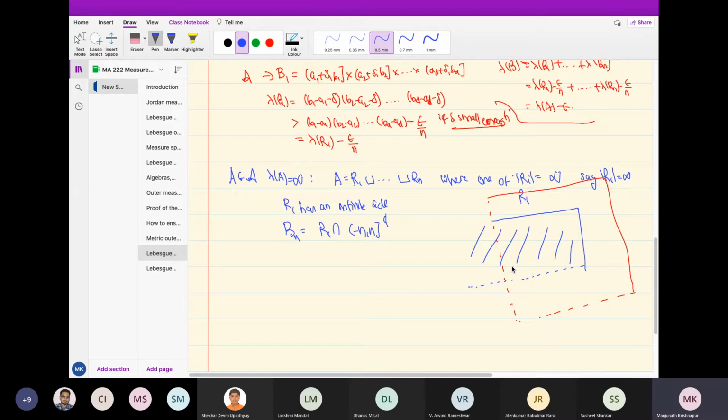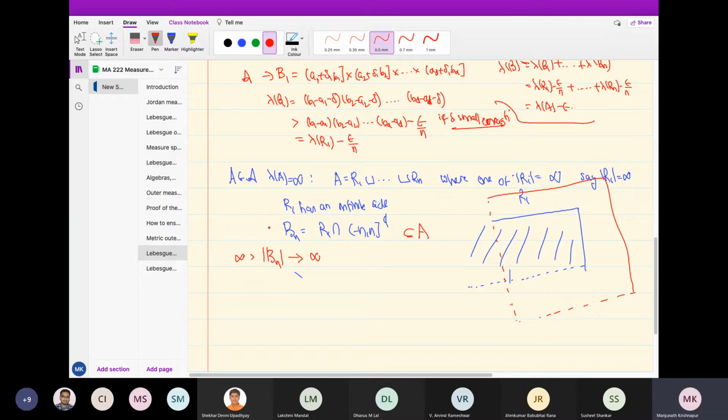So the intersection of that is this, and clearly the length of one side will go to infinity. So it is, yeah, I don't want to waste time saying this, but this goes to infinity. And it is finite at all times, because it's contained in [-n, n]^d. So of course Bn is a subset of A.